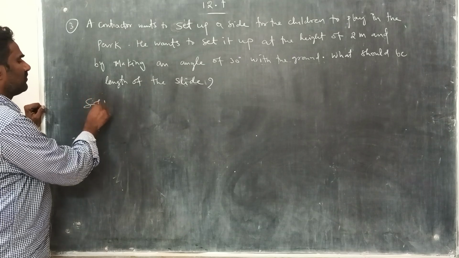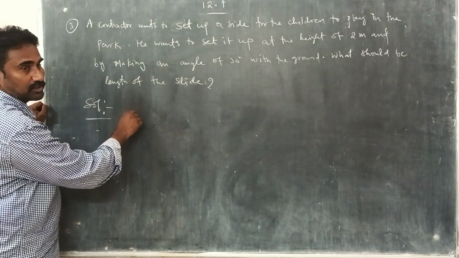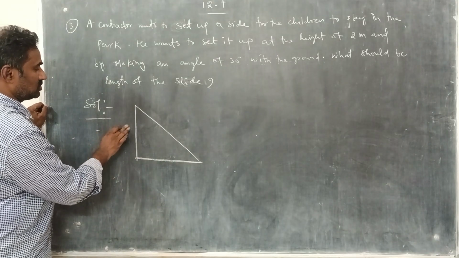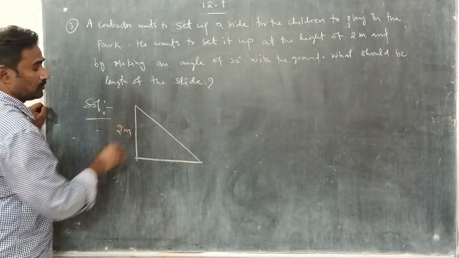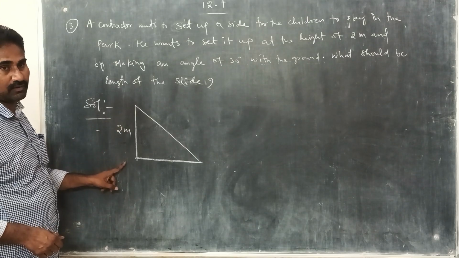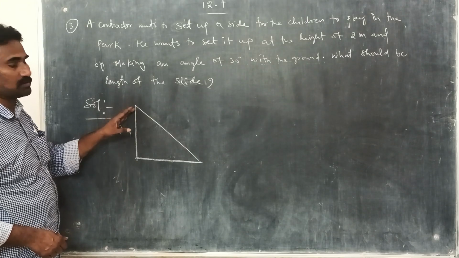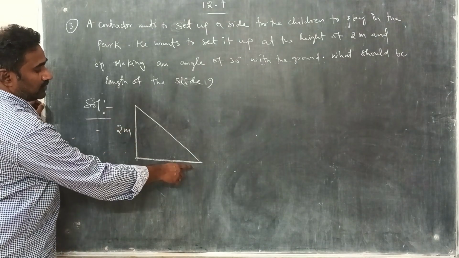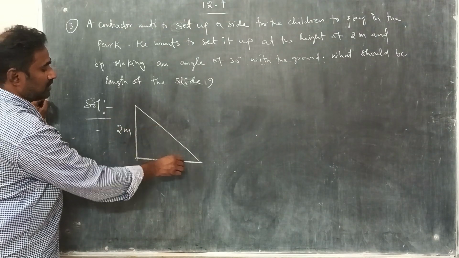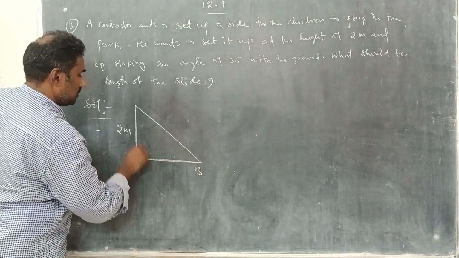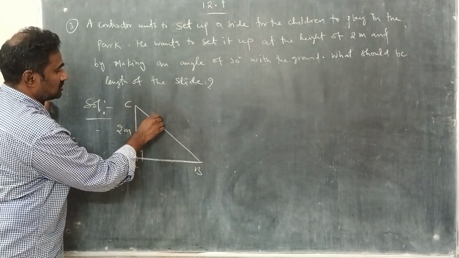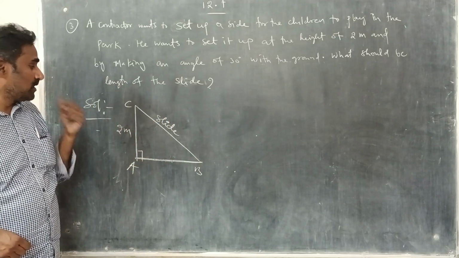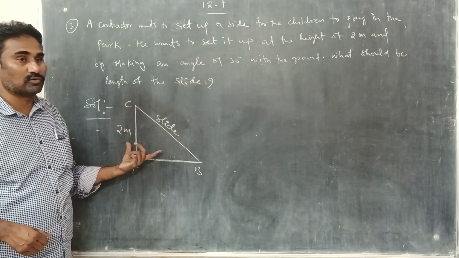First you draw the diagram. It is a very small question only. So this is the height. He gave 2 meters of height. Here there will be no support for the slide. You will see in the park, it will be at some height. You will climb it and slide down. So this will be 2 meters height. This distance is not needed, but we need to find this BC length. This is the slide.